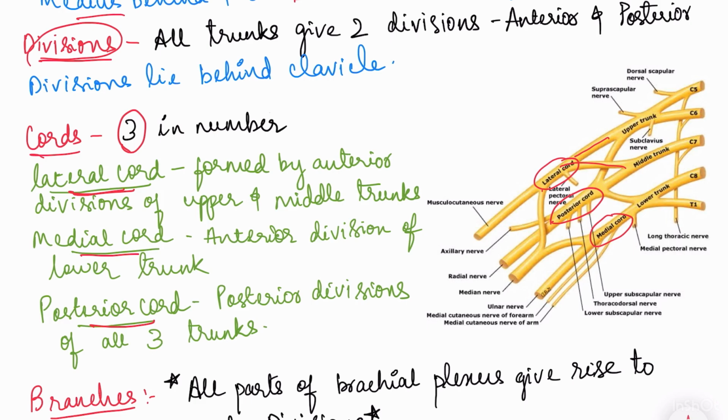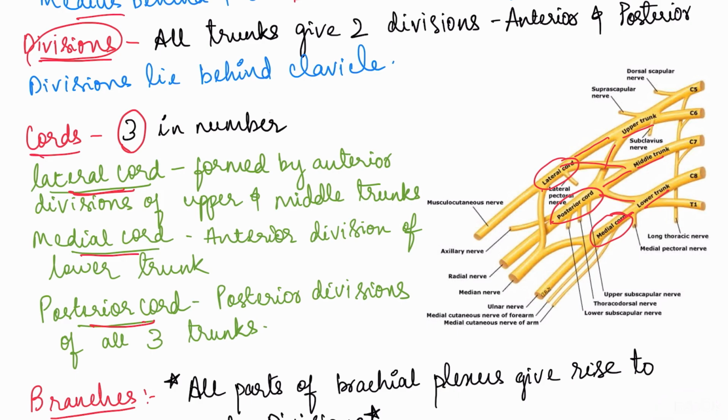Medial cord. Medial cord is formed by the anterior division of lower trunk. This is the anterior division of lower trunk alone forms the medial cord. Then you have the posterior cord. The posterior divisions of upper trunk, middle trunk and the lower trunk together form the posterior cord. So this is the posterior division of upper trunk, then posterior division of middle trunk and the posterior division of lower trunk together form the posterior cord. This is about the cords of brachial plexus.